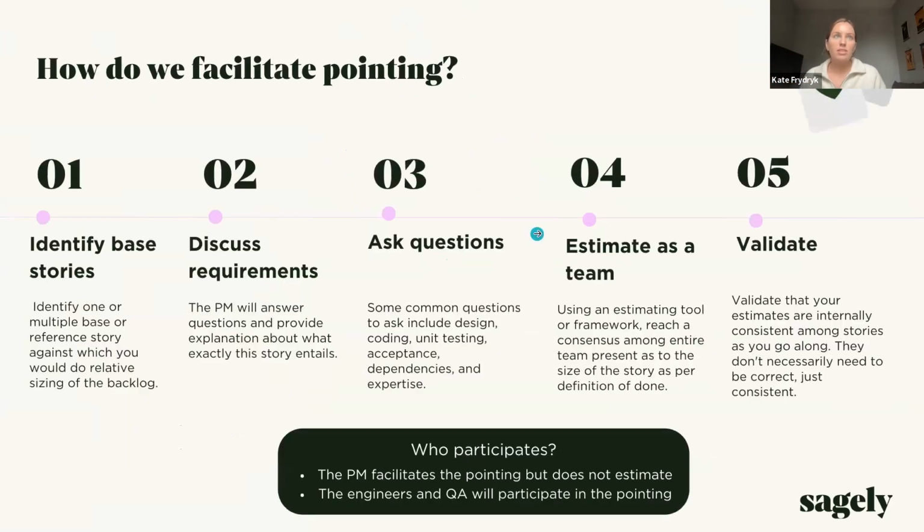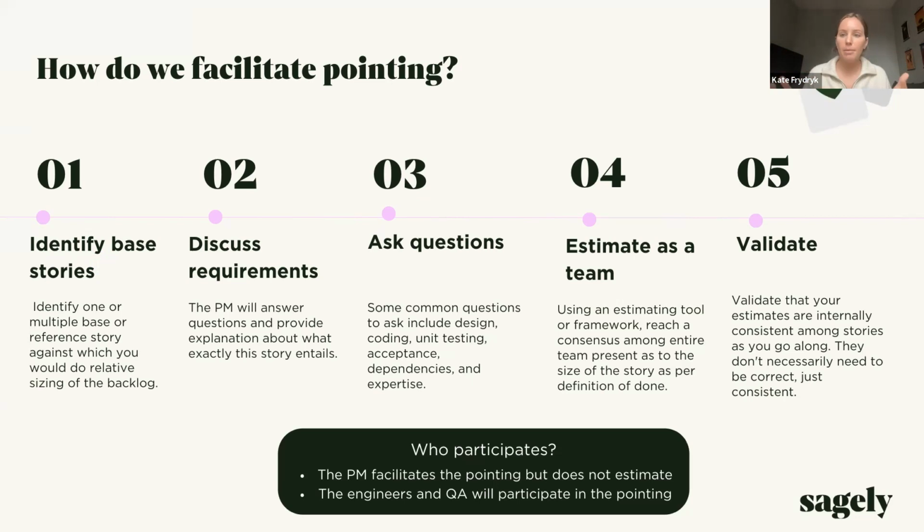All right, how do we facilitate pointing? This is specific to user stories. So keep that in mind when we talk about this, and not necessarily doing larger feature and epic pointing, but we want to identify those base user stories, the ones that we'll use as a reference when we're making our pointing moving forward.